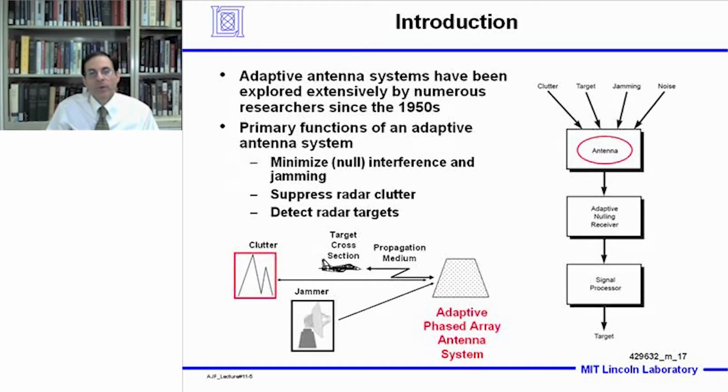So by way of introduction, adaptive antenna systems have been explored extensively by numerous researchers since the 1950s. And the primary functions of an adaptive antenna system are to minimize or null interference and jamming, to suppress radar clutter, and to detect radar targets. So in this lecture we're going to concentrate on adaptive array clutter cancellation.